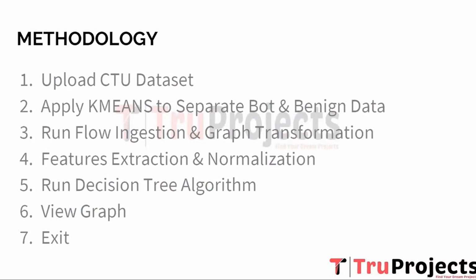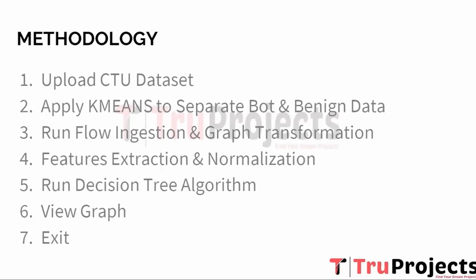Second, apply k-means to separate bot and benign data. In this step, the k-means clustering algorithm is applied to the uploaded CTU dataset. K-means is an unsupervised machine learning algorithm used for clustering data points into distinct groups based on similarity. By applying k-means to the dataset, the system aims to separate the traffic data into two distinct clusters, one representing benign traffic and the other containing potential bot-related traffic. Clustering helps identify patterns and similarities within the data, which can be useful for distinguishing between legitimate and potentially malicious network activity.